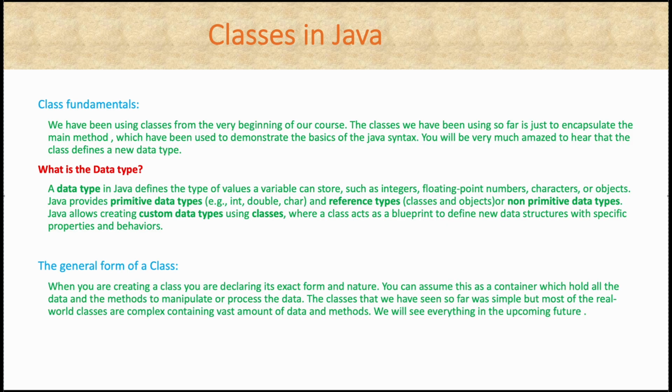The general form of a class. When you are creating a class, you are declaring its exact form and nature. You can assume this as a container which holds all the data and the methods to manipulate or process the data. The classes that we have seen so far are simple, but most of the real world classes are complex, containing a vast amount of data and methods. You will see everything in the upcoming future.